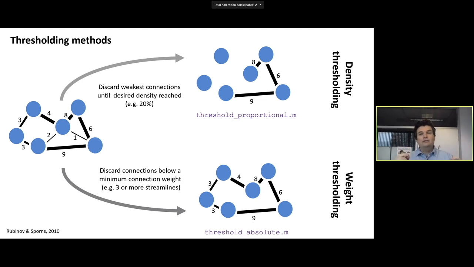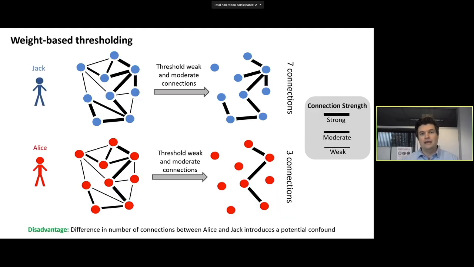The crucial thing to note here is that there's a one-to-one correspondence between density and weight-based threshold. For any given density, I can tell you the equivalent weight that will achieve that density, and it goes the opposite way as well. So you might argue then, well, what's the point if there's a one-to-one correspondence? Why should we have these two different thresholding methods? And this difference comes about when we look at groups of subjects.